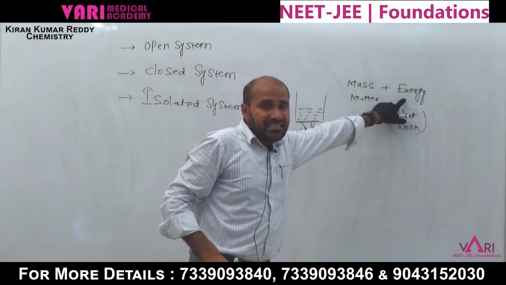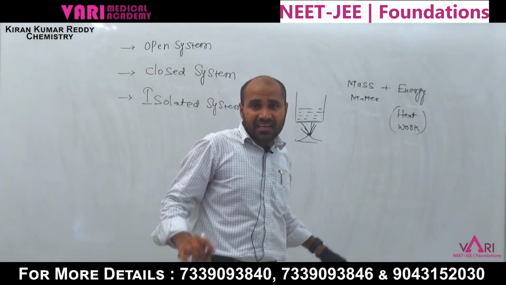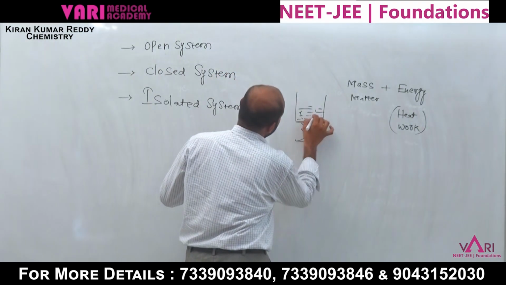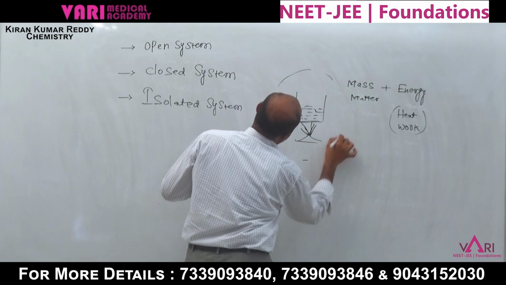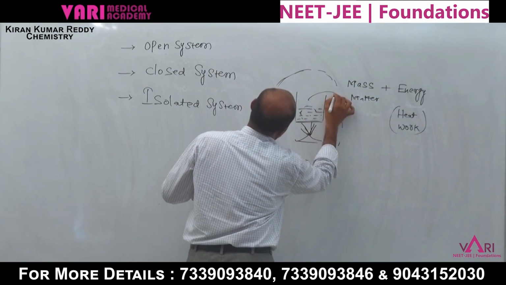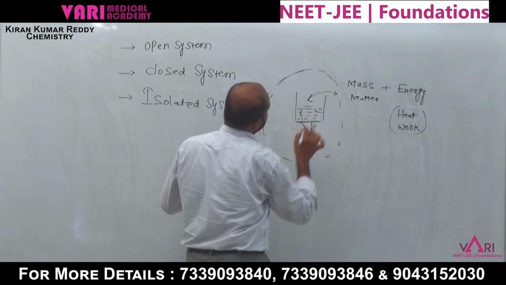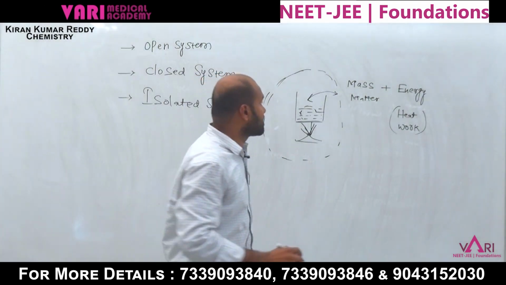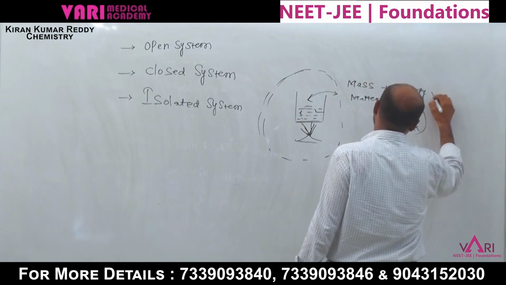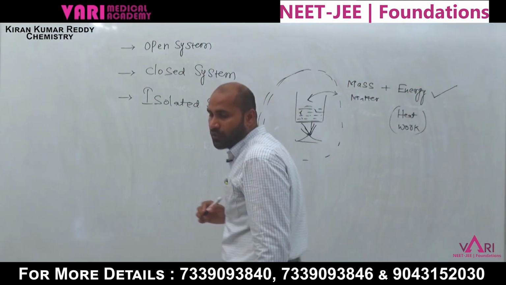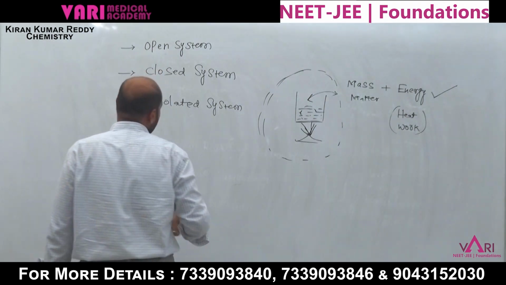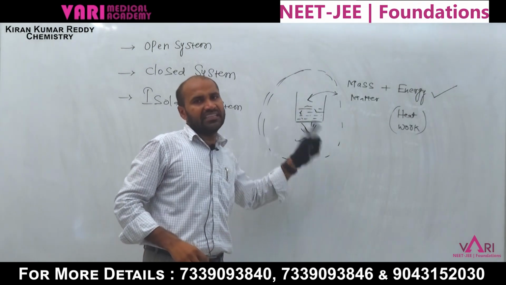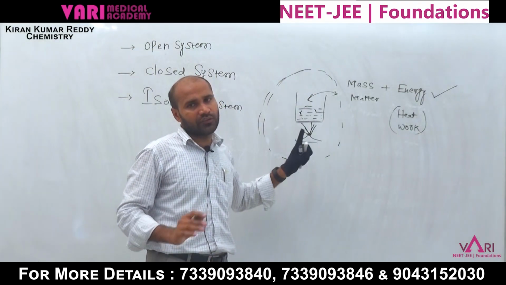Mass and energy, matter and energy, are transferred from system to surrounding. System means inside; this is the inside system, and this outside is the surrounding. Transfer of matter and energy from system to surrounding is called an open system. Open system allows mass and energy. Example: a vessel in which water is heating. It is an open vessel, not a closed vessel.